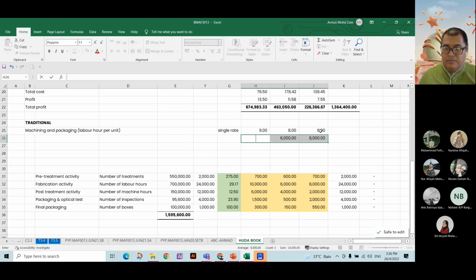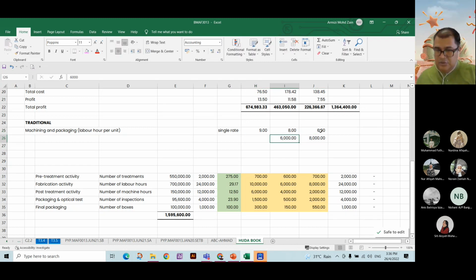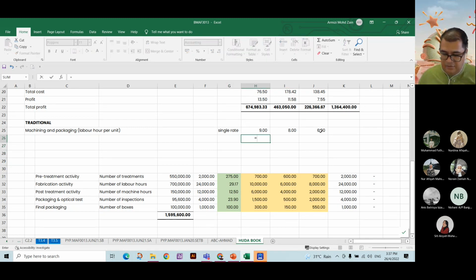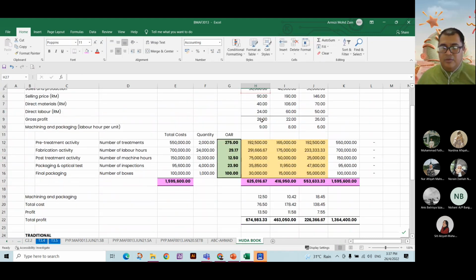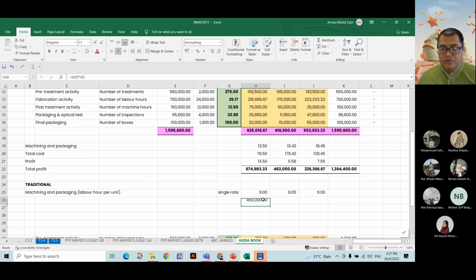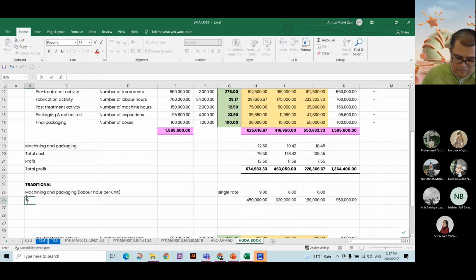Okay. Kita bagi dah. Okay. Kalau yang ni berapa total labor hour dia? 450, 320, 180. So total dekat sini berapa labor hour keseluruhan dia? Dia 950. Okay. Total labor hours.